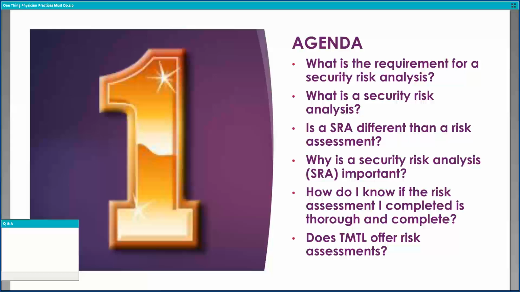So our agenda today of what we're going to be covering, which is the one thing that you all have probably heard about, is what is the requirement for a security risk analysis. We'll look at what a security risk analysis is. We'll look at, is it different from a risk assessment? We'll look at why they are important, and how do we know if they are thorough and complete according to what the HIPAA security rule puts forth. And then we'll discuss briefly what TMLT offers as far as risk assessments are concerned.